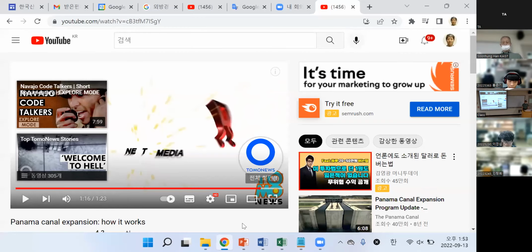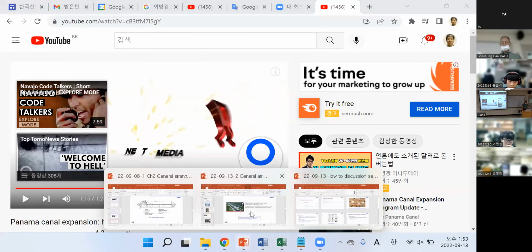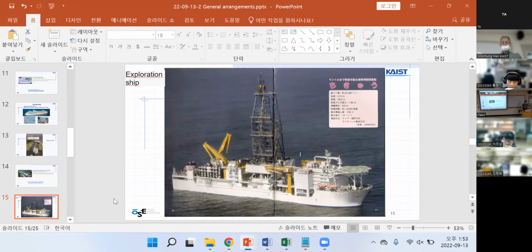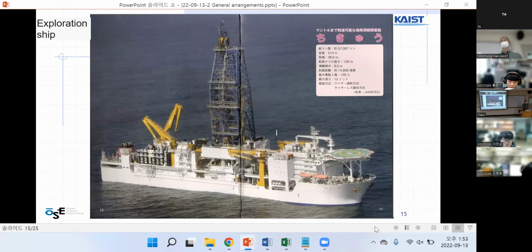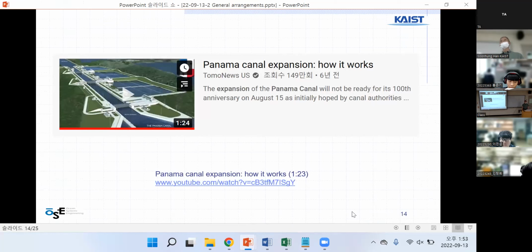All right, then this is the Panama Canal. And this one is the exploration ship. Question. This expansion of the canal, is it done today or is it just finished? Is there a real video you can see? Like in real video. That one is computer graphic, right? Yes. You can find the real video next time. And share the link with the Kakao group.